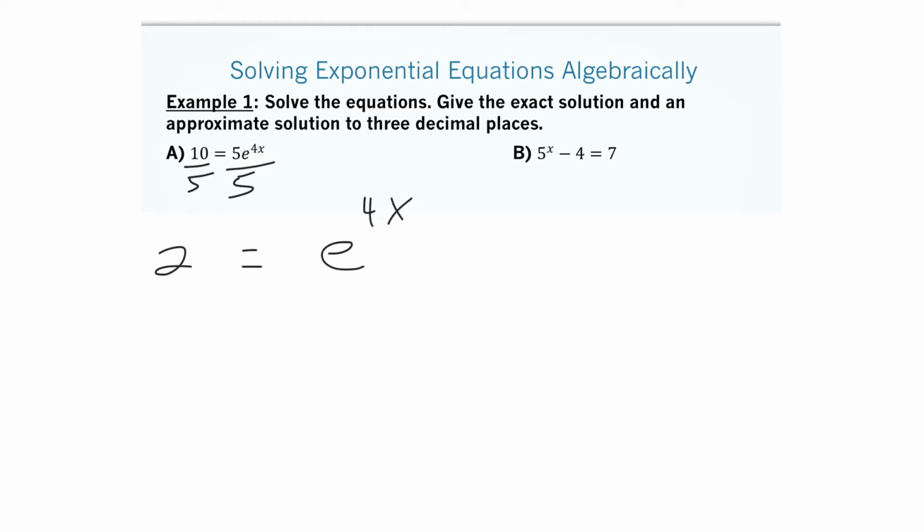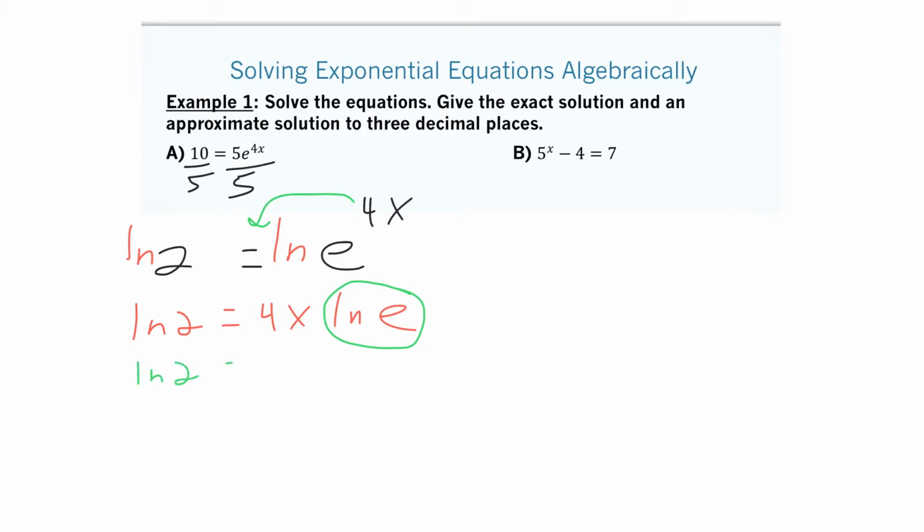So the inverse of e raised to the 4x would be the natural log. If we take the natural log of both sides, that allows us to put the 4x out front. And the natural log of e will cancel out and be 1. So now we have ln of 2 equals 4x. Divide both sides by 4. We get ln of 2.